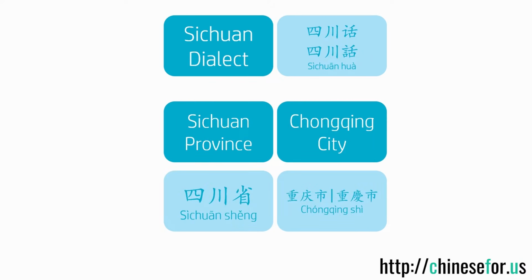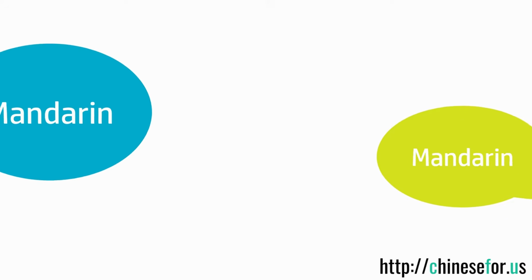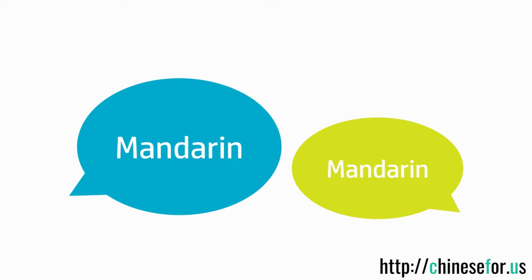For example, hello in Mandarin is 你好. In Sichuan dialect, it's 你好, and in Cantonese, it's 你好. But the good news is that a lot of people, especially the younger generations, understand and are able to speak Mandarin, which is what you'll learn from our videos. So why does China have so many dialects? Why does it have to be so confusing?